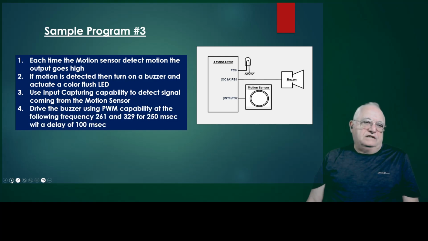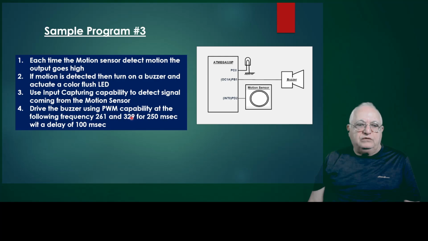And finally, the new way of doing this is to drive the buzzer using PWM capability at the following frequencies: 261, 329 for 250 milliseconds. Wait 1 millisecond of delay. And I put a little change in the program, so I did 261, 329, 321, 261, just to make it a little bit longer. So let's look at the code.